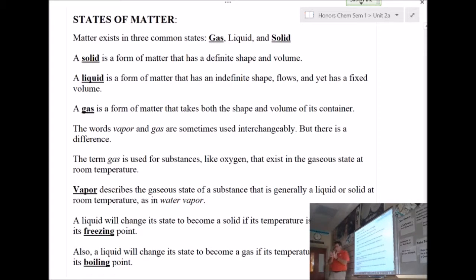Solids, I can't compress a solid. I mean, yeah, I can squeeze it, but I can't compress it. Liquids, can we compress liquids? A little bit, but that's what we use for hydraulics. So we can compress it a little bit, but it's super strong in that it's very flexible.